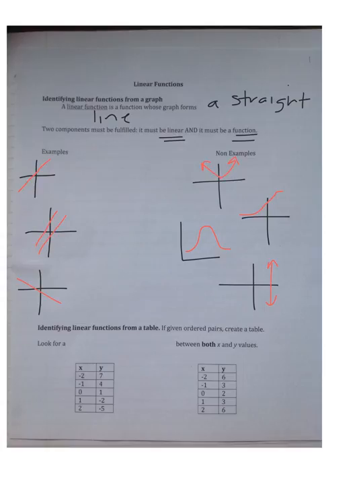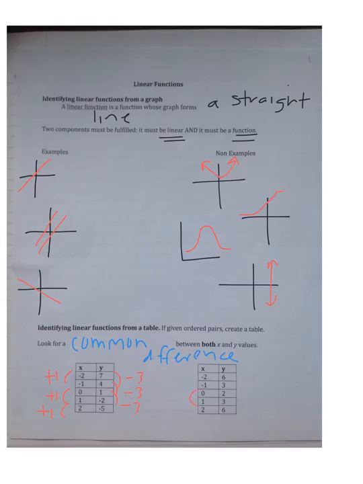If you wanted to identify linear functions from a table, what you want to do is look for a common difference between both x and y values. So let's take a look here. So here we're going plus 1, plus 1, plus 1. They're all plus 1s. And here it is -3. So we have a common difference: as the x values go up by 1, the y values decrease by 3. Let's take a look at the second one.